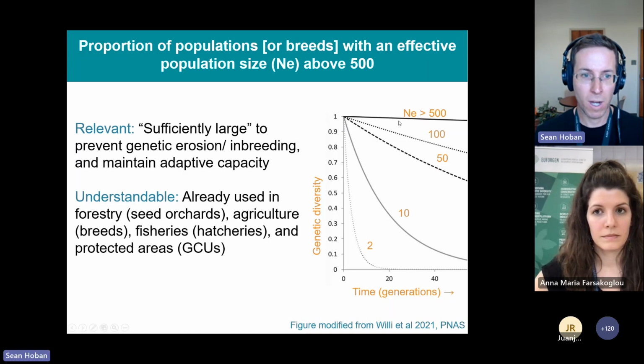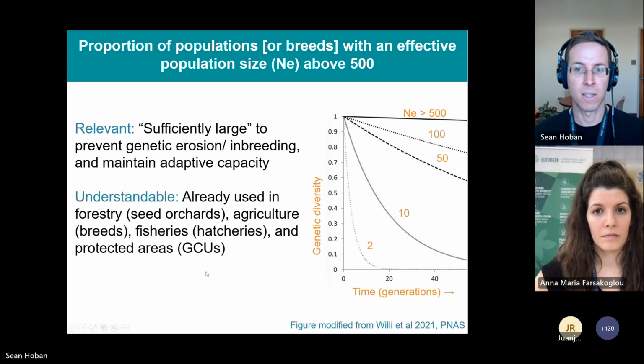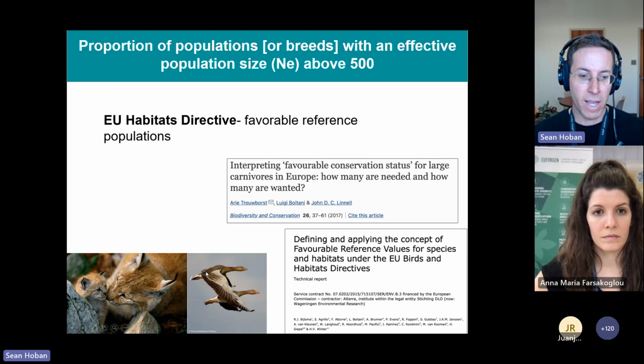So it's important from a relevancy standpoint, but I think it's also a concept that some stakeholders can understand because it's already in use in sectors such as forestry, agriculture, fisheries, and conservation, such as the designation of genetic conservation units. NE and the NE 500 goal has also been mentioned under the EU Habitats Directive, including as a possible waypoint for the favorable reference value or favorable conservation status.